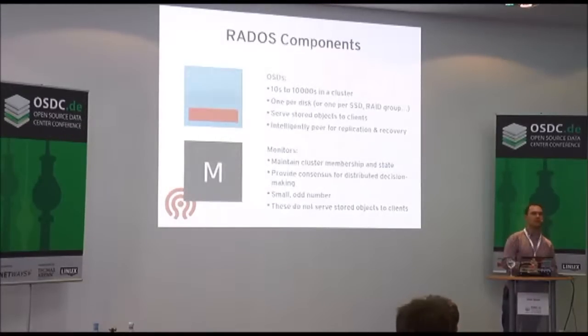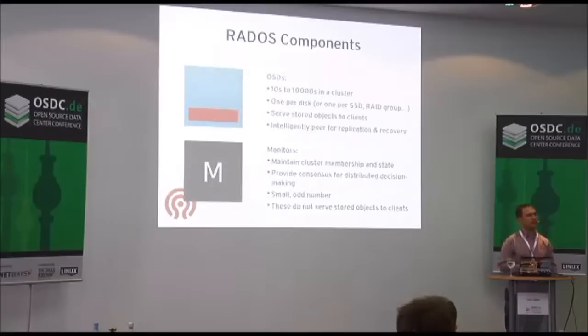A Rados cluster consists of two types of service, usually running on separate servers: OSDs, which are object storage daemons, and monitors. OSDs are essentially your disks, and their job is to serve data to clients, to receive reads and to service writes as well. They talk to each other as well as clients. All of that replication and self-healing happens on a peer-to-peer basis between OSDs.